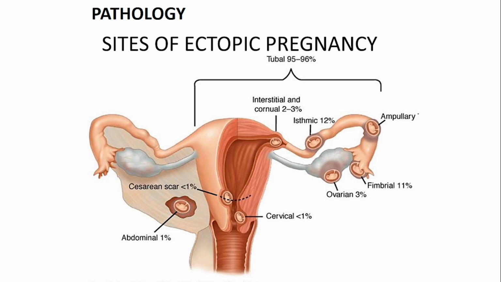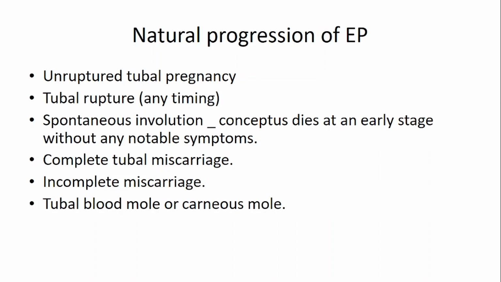For the greater part of this lecture, we shall be talking more about tubal ectopic pregnancy because it's commonest. But we'll still create time to talk about the other non-tubal ectopics like ovarian pregnancy, cervical pregnancy, abdominal pregnancy, and cesarean section scar pregnancy. Now, let's consider tubal pregnancy.